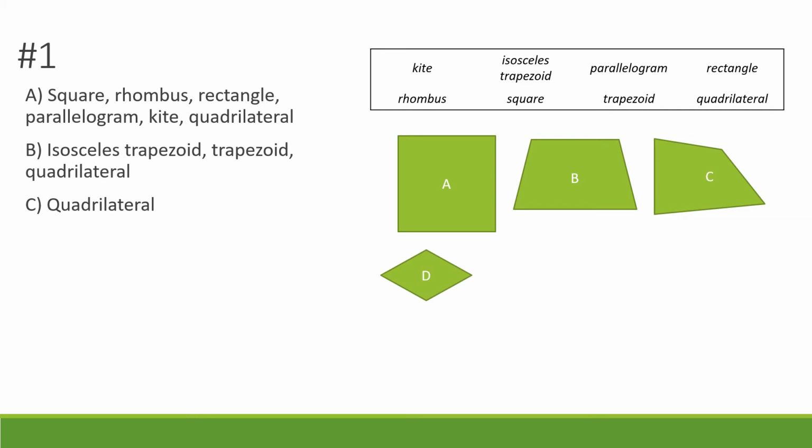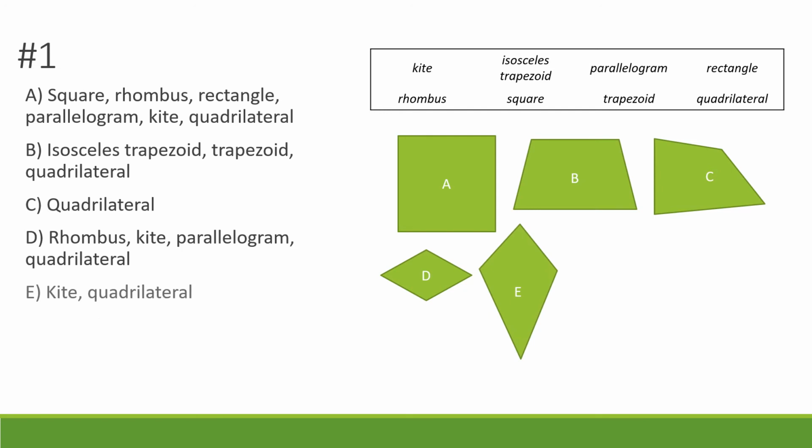With D, it can be thought of as a rhombus, but since it has 2 pairs of congruent adjacent sides, it's a kite. The way it looks is that you have 2 pairs of parallel sides, so this is a parallelogram. And finally, it is a quadrilateral.